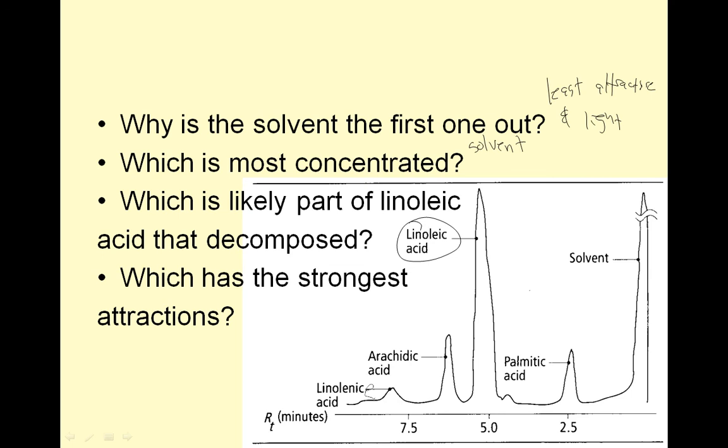Sometimes in these things, they will get all messed up, and it is either of these. You can't quite tell, but to decompose, it's got to be smaller, right? So it must be smaller to decompose. And which has the strongest attractions? The ones with the strongest attractions would be the slowest. So the slowest is not linoleic acid, it's linolenic acid. This is the slowest, so it must be the most attractive to itself.